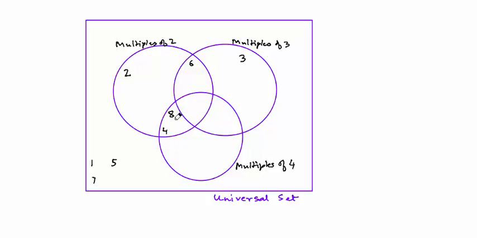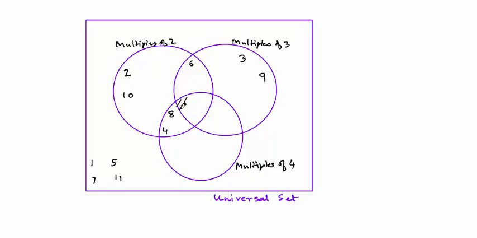Multiple of 2 and 4 both. 9 is only for 3. So 9 goes here. 10 is a multiple of 2 only out of these 3 numbers. So we write a 10 here. 11 is none. And then 12 is a part of all 3 which goes here.